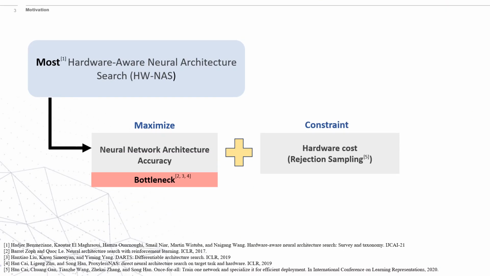Most hardware-aware neural architecture search algorithms have 2 parts. The first part is finding the neural network with the maximum accuracy for a given task. This is normally the bottleneck part and is responsible for the huge computational resource requirements. The second part is the hardware constraint, which guides the search method to find architectures specific to a hardware. Normally, rejection sampling is used for the hardware constraint, wherein the sampled architecture is rejected whenever the hardware cost of the sampled architecture does not satisfy the hardware cost constraint.